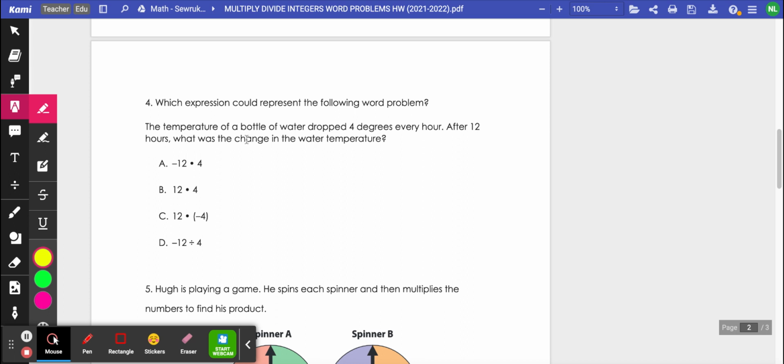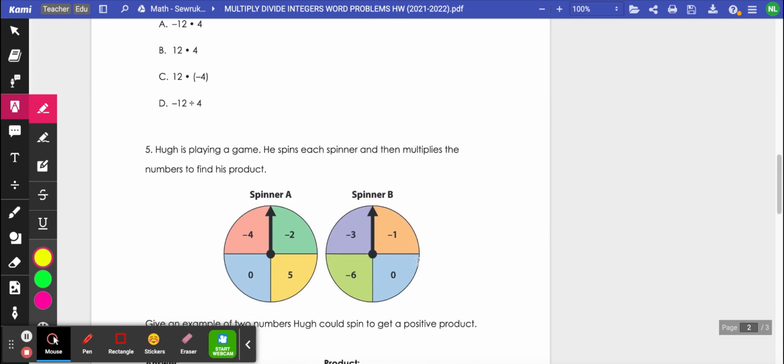Okay. Which expression, and this is question number 4, which expression could represent the following word problem? The temperature of a bottle of water dropped 4 degrees every hour. After 12 hours, what was the change in the water temperature? So every single hour, the water is dropping 4 degrees. You could add -4 12 times, or what else could you do? Which one of these makes sense? A, B, C, or D?